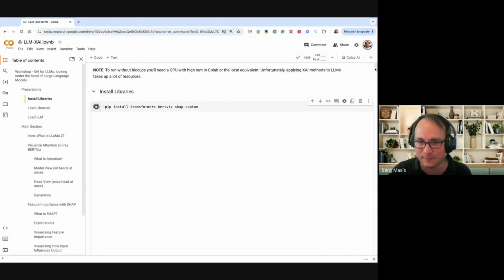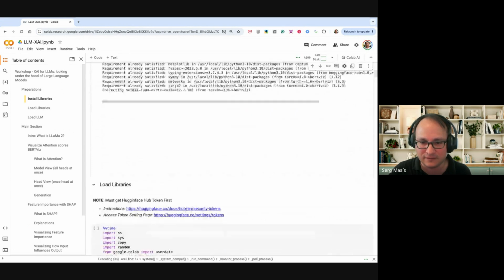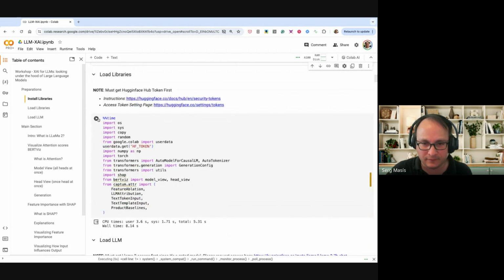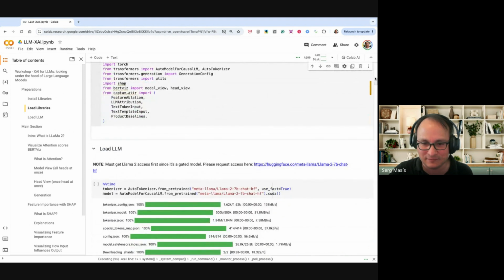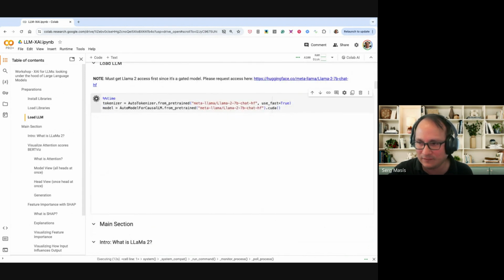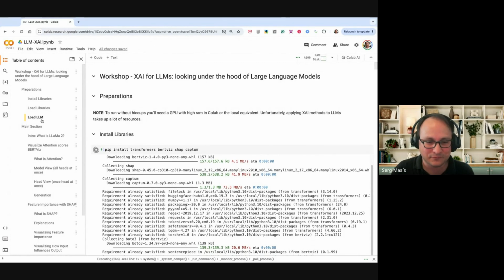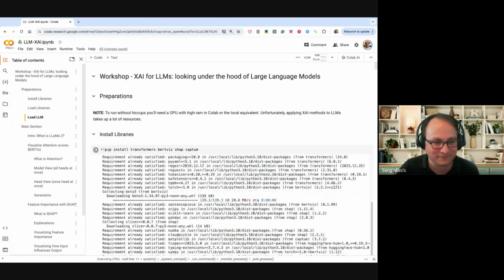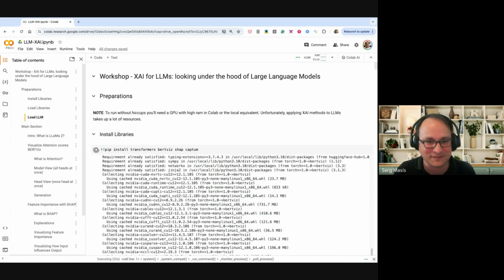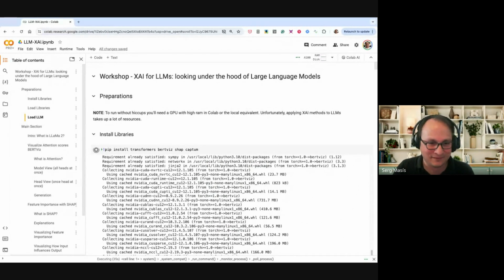So, as explained, what's the contents of this? I'll run the first few cells because those are the ones that take among the longest to load. Basically, here's the table of contents, you have preparations. What I'm doing right now is installing the libraries, loading the libraries, then loading the large language model, which is Llama 2. I know there's a 3, but they keep getting bigger, so it becomes more challenging to share these techniques without even more resources, in terms of GPUs and so forth.